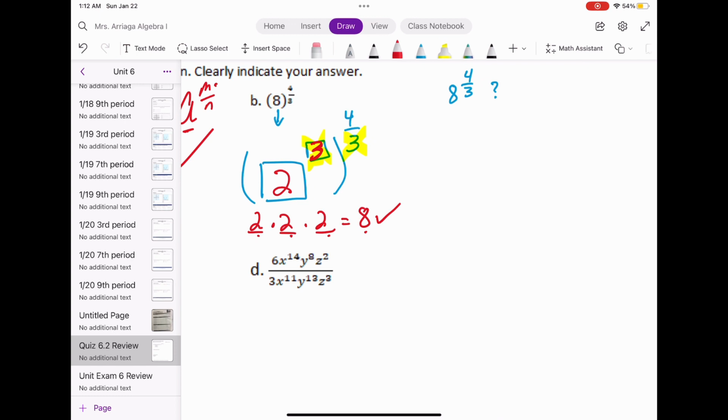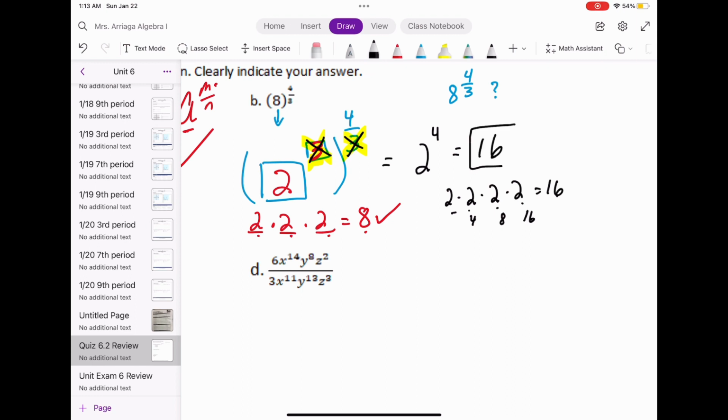So now that we simplified 8 to 2 to the 3, we can cancel those 3's, and we are left with 2 to the 4. And do we know what 2 to the 4 is? Well, that's a little bit easier. Let's work it out. So we multiply 2 4 times. 2 times 2 is 4, times 2 is 8, times 2 is 16. So the answer is 16.